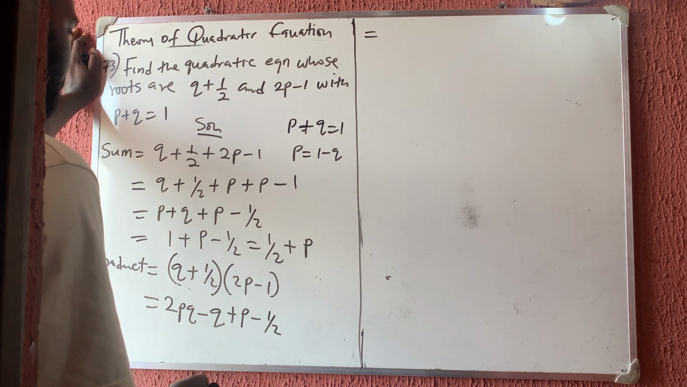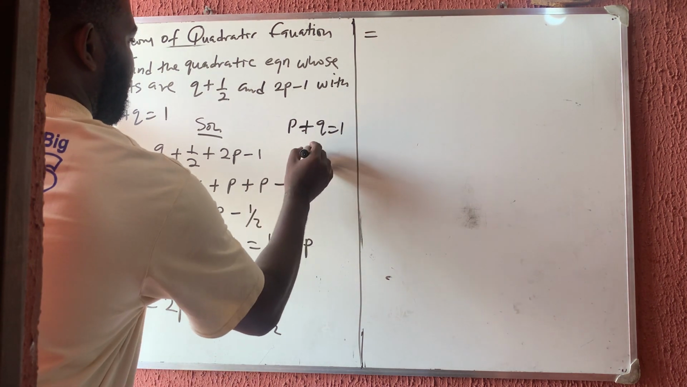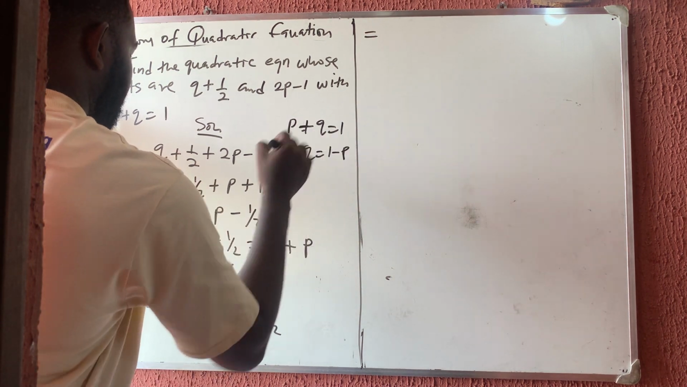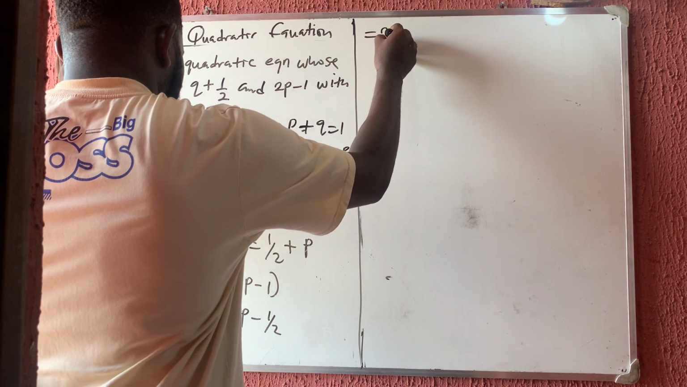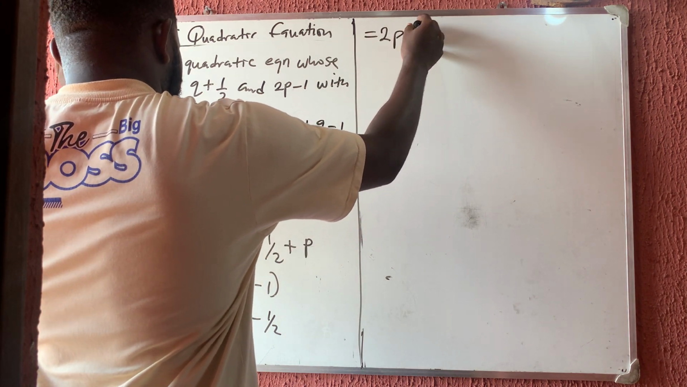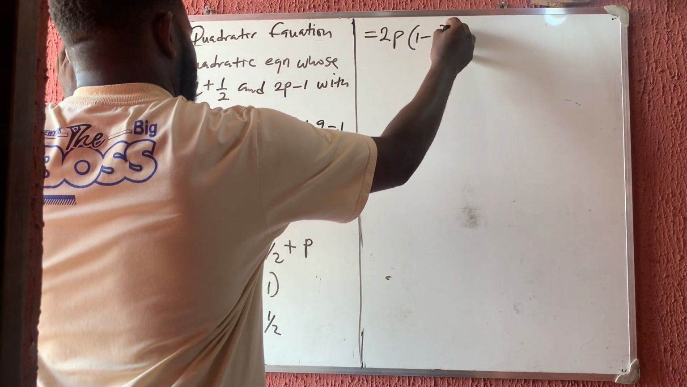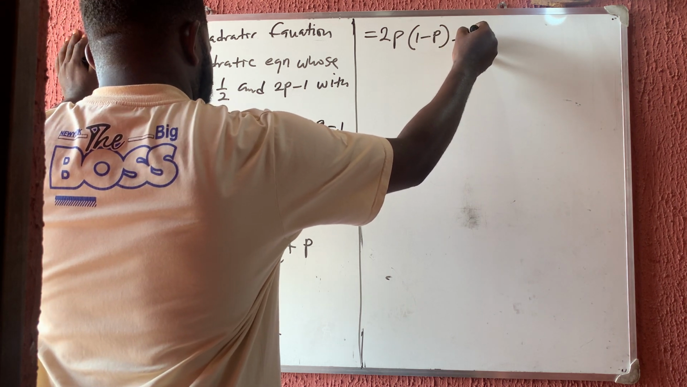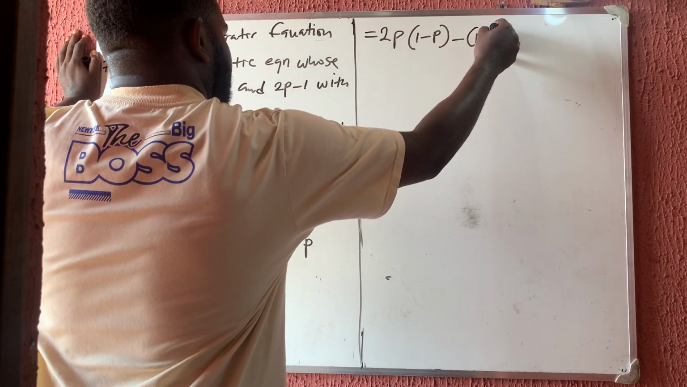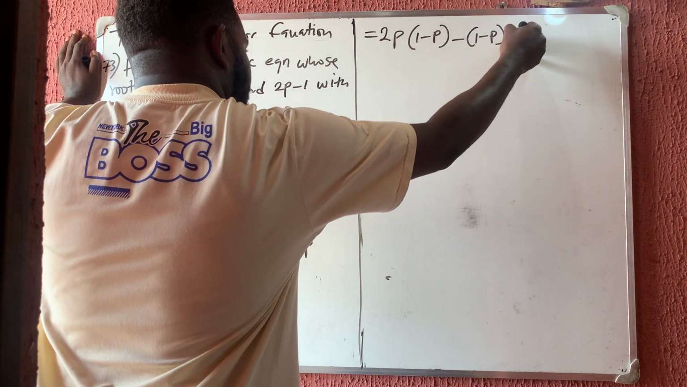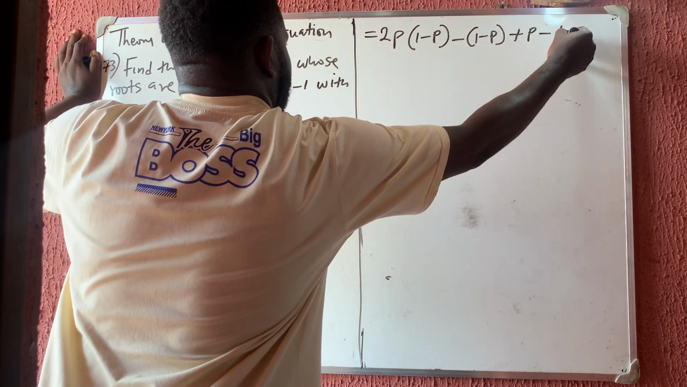Okay, so let me make everybody to be in terms of P. Therefore, my Q is equal to 1 minus P. So if I put it here, I'm going to have 2P in bracket of 1 minus P, then minus another 1 minus P, then plus P minus half.